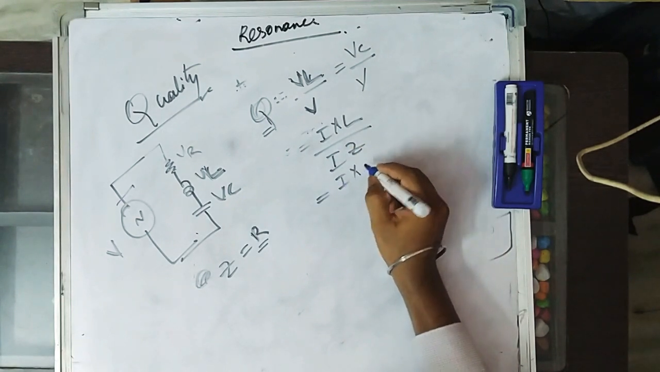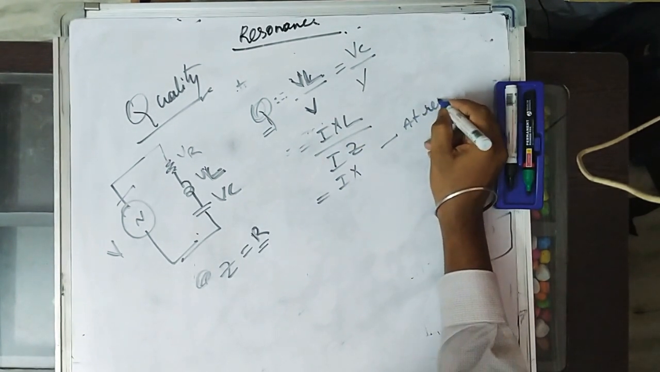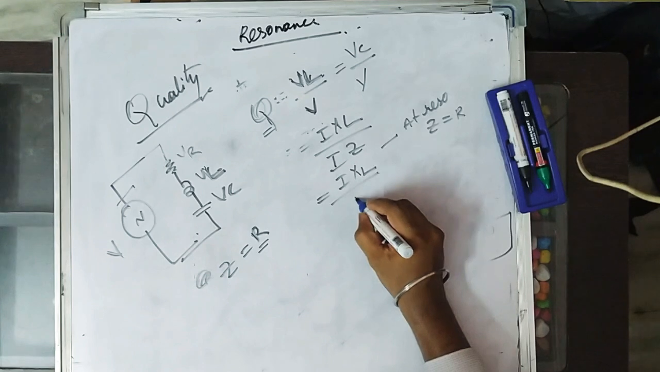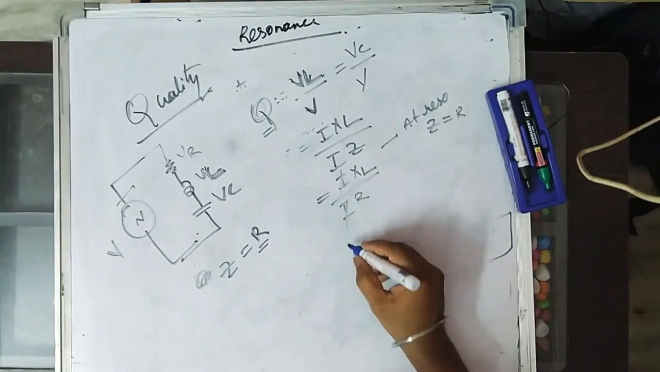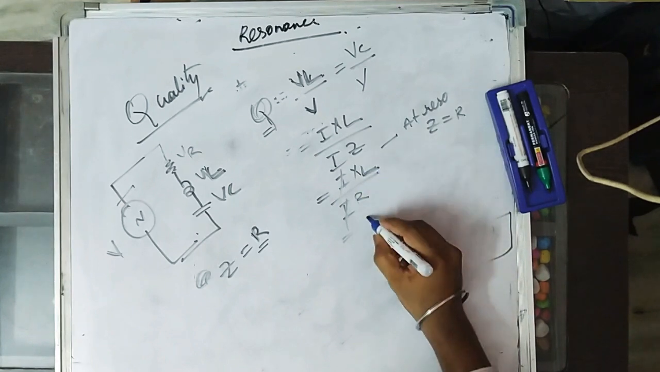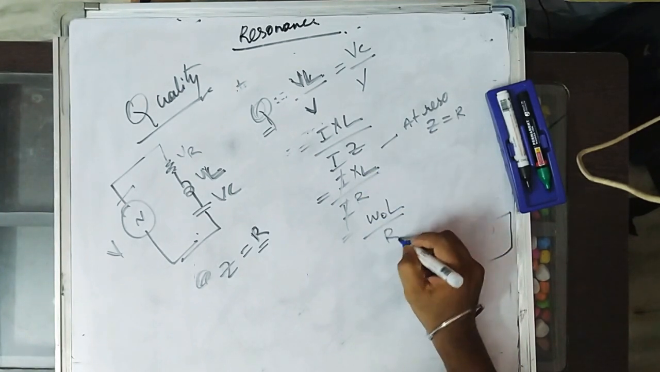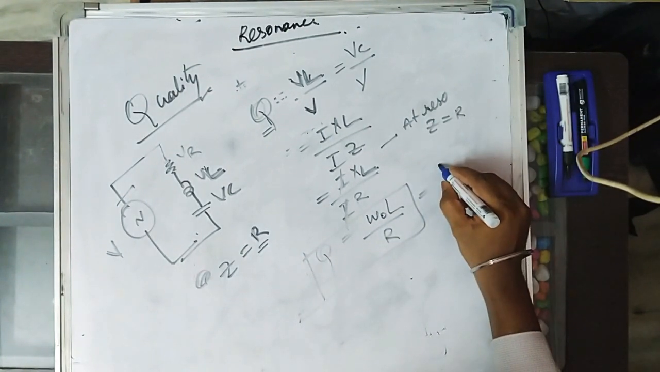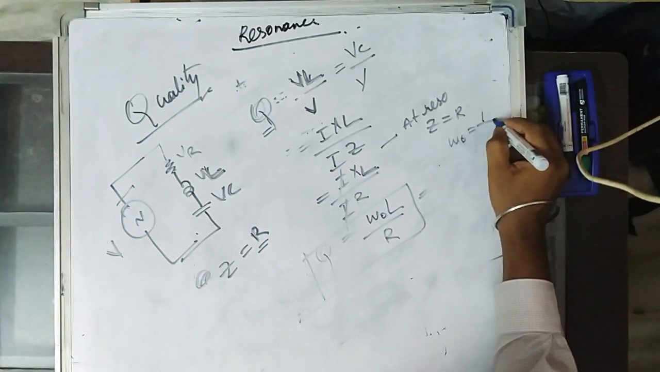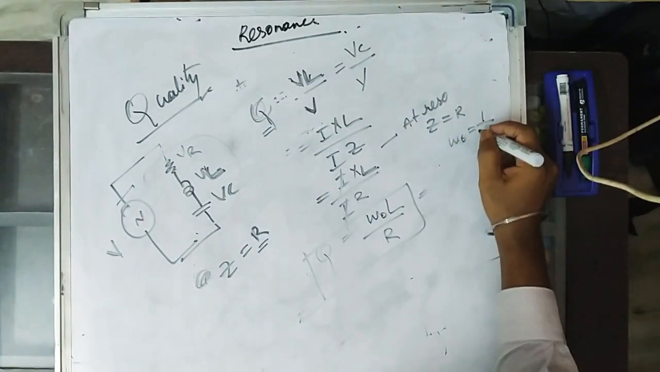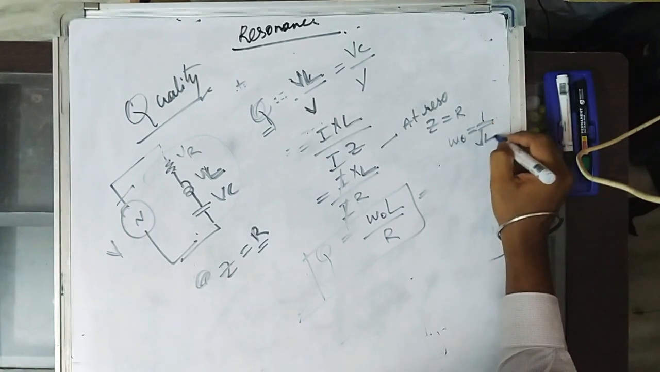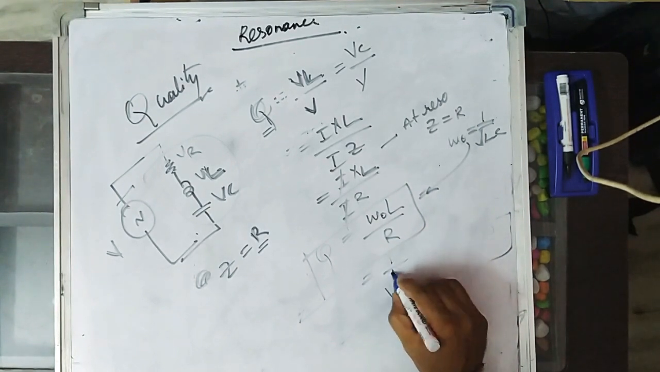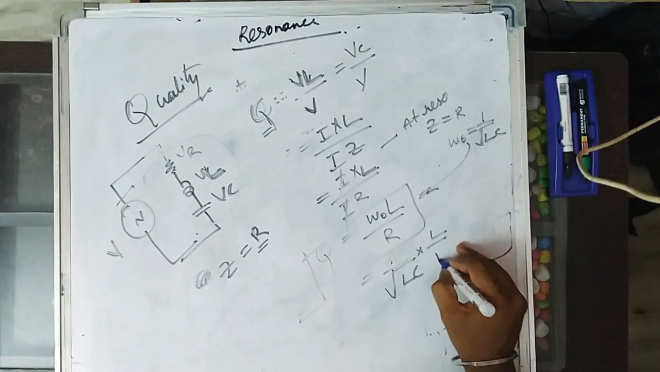So at resonance we write Z equal to R. Substitute that here. This is XL, this is R. Cancel both I. So we have XL equal to omega naught L, and R. So this is the quality factor. What is omega naught? For an RLC series circuit, omega naught equals 1 by root of LC. Substitute this here. You will get 1 by root of LC into L by R.